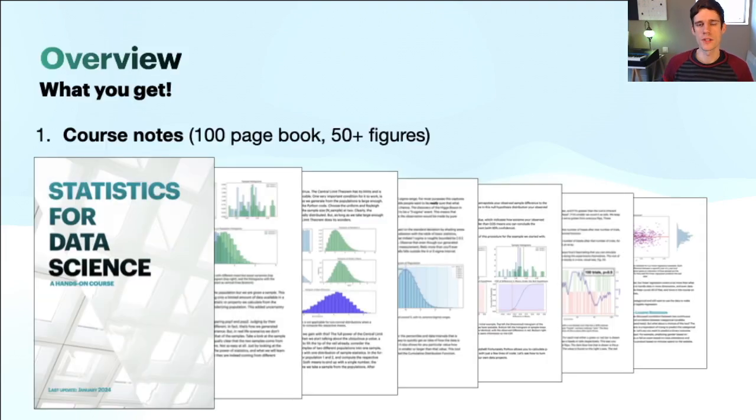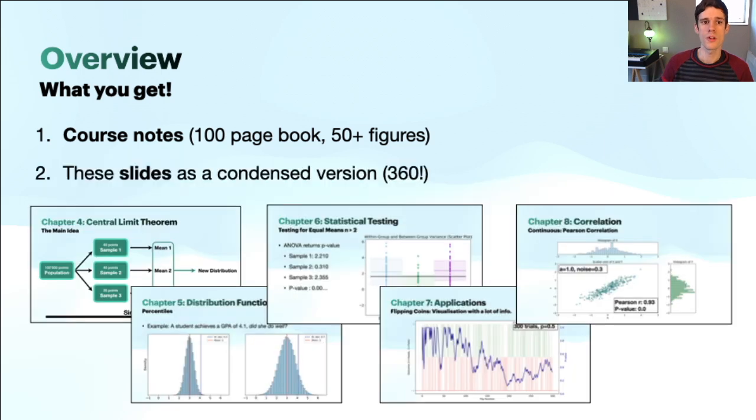First of all, there are the course notes, which is a 100-page textbook in which all of the material is described in detail, including over 50 illustrative figures. So if something is not clear during the lectures, you can just read about it in your own time in the course notes. You also get this deck of 360 slides, which serve as a condensed version of the course material, and they will also be our guiding tool throughout these lectures.